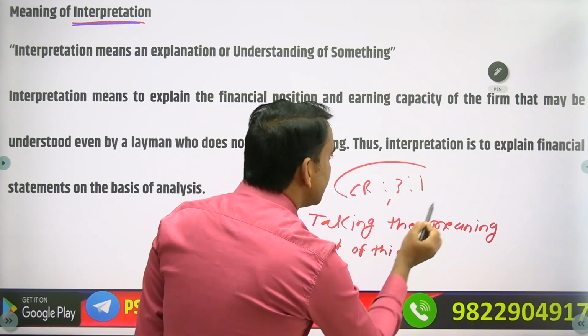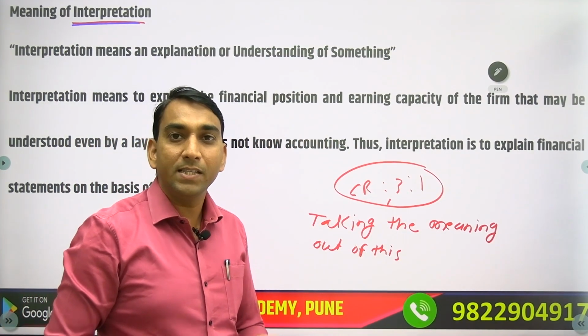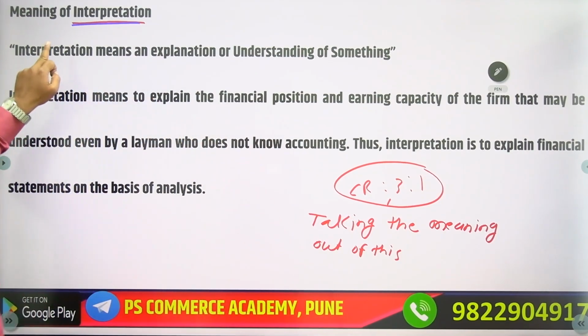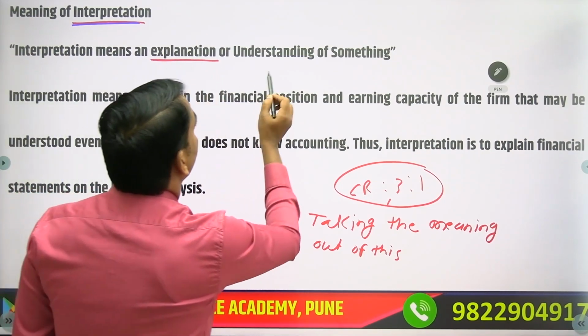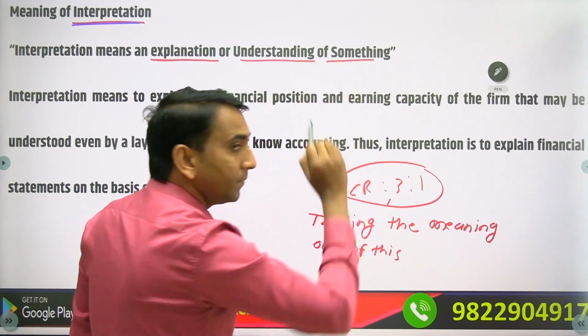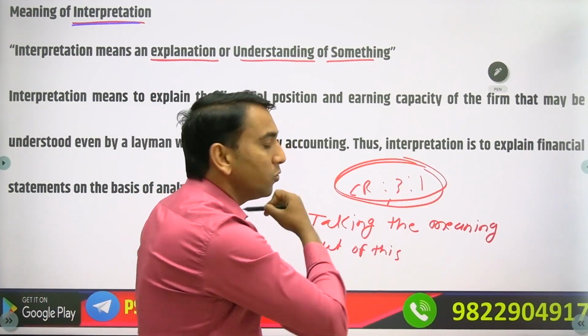So what does this tell us? What is the meaning of this 3:1? That you have to explain. That is the explanation of interpretation actually. So interpretation is what? Explanation or understanding of something. You have to explain this.